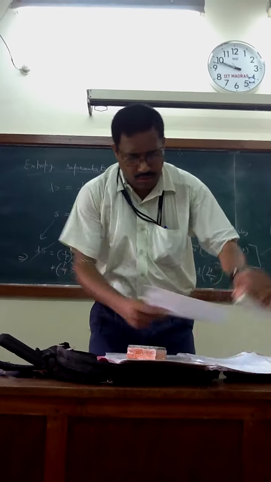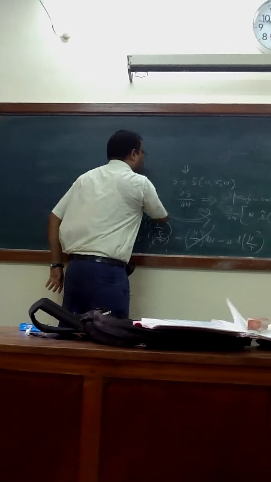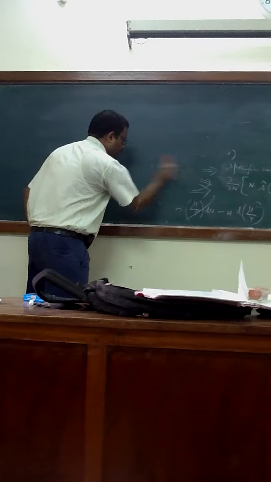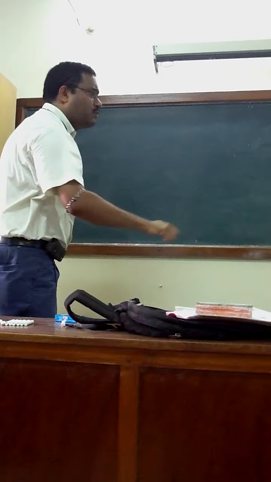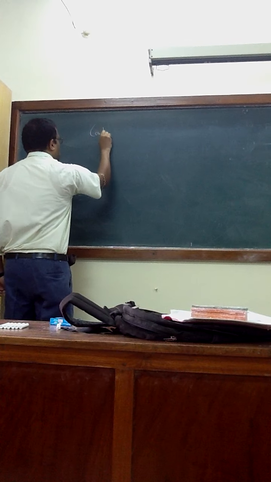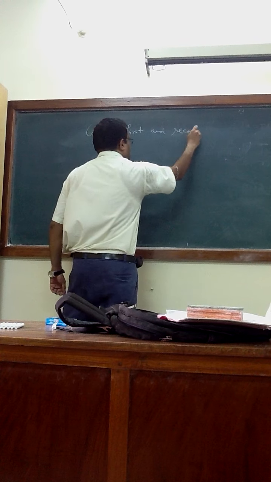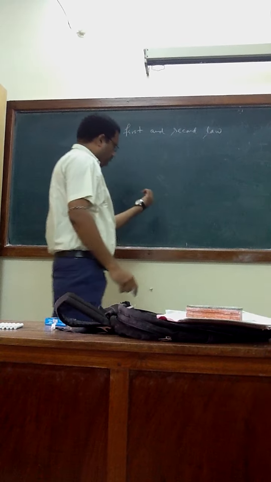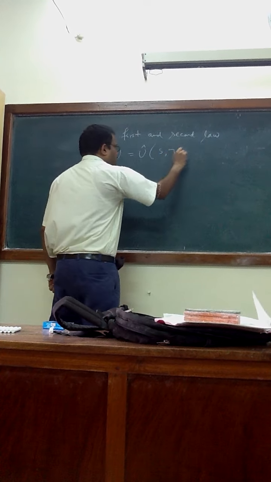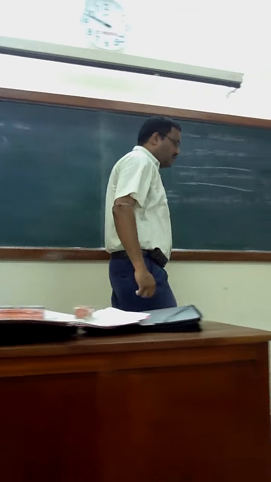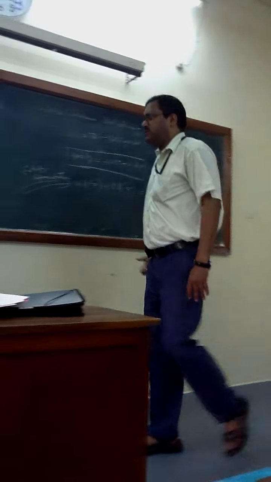Now, before going much further, we have learned enough, coming to my combined first and second law of thermodynamics. Combined first and second law. We know that U equals U of S, V, N. That means what? Internal energy is a function of entropy, volume, and number of molecules.